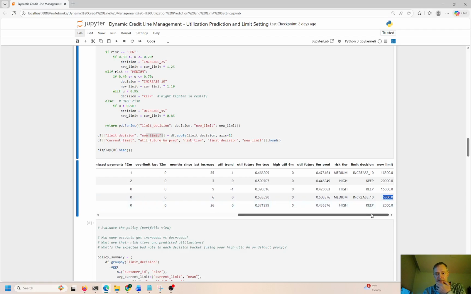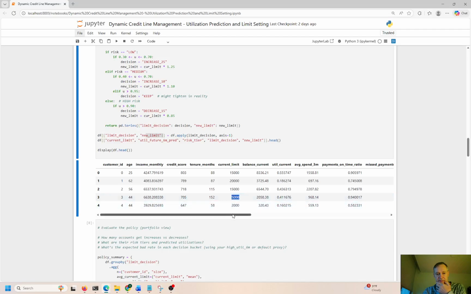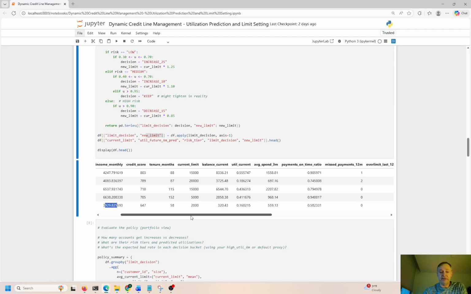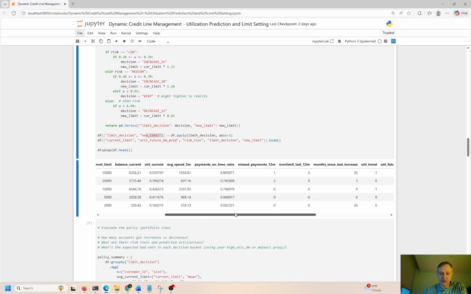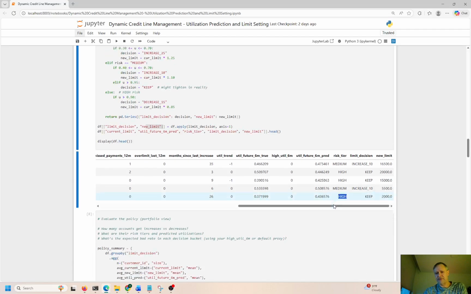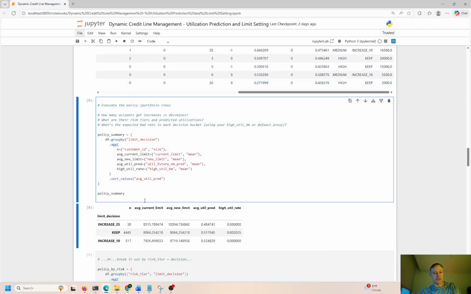Increased 10%: he was at 5,000, now he's at 5,500. And this was keep. He was at 2,000 originally. Why is this pretty low? Monthly income 3.9K, so about 4,000 per month, about 1,000 per week. Probably a lot of it is going to cover basic living expenses: food, rent, utilities, internet. 4,000 a month is not huge, especially in New York City. So this person might be high risk, and they're just going to keep the credit limit as is, not change it up or down.